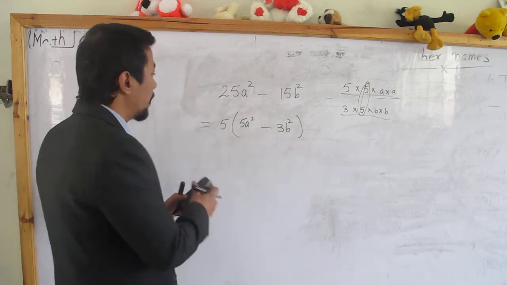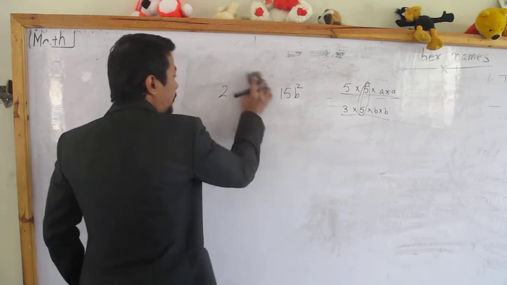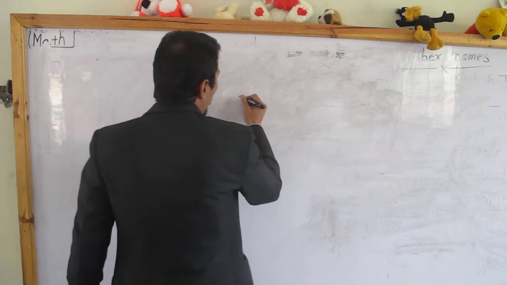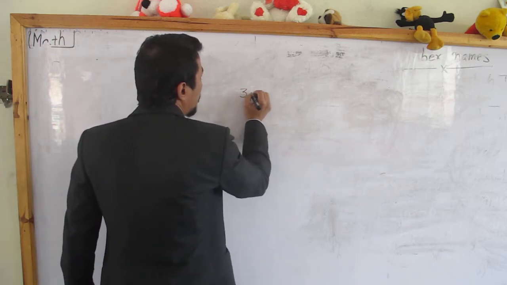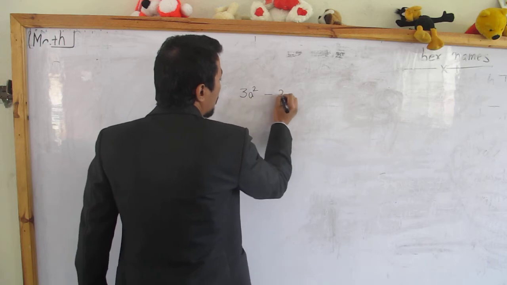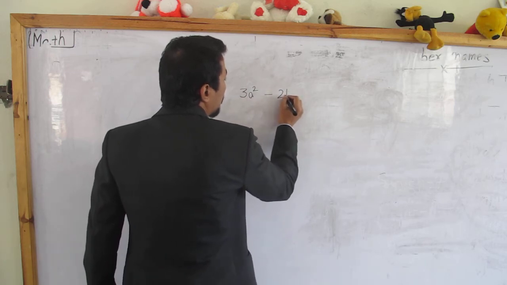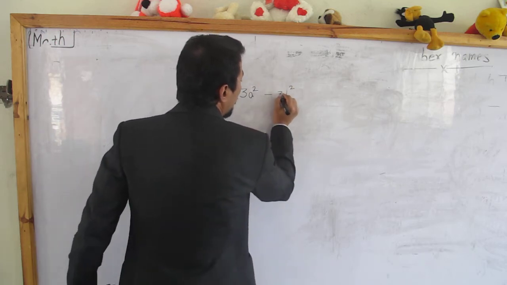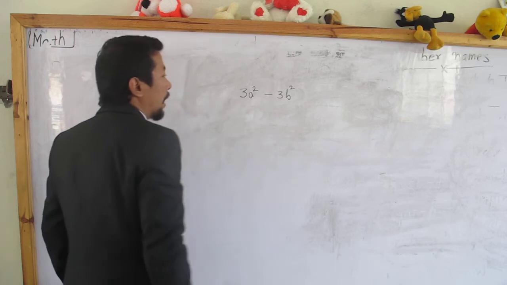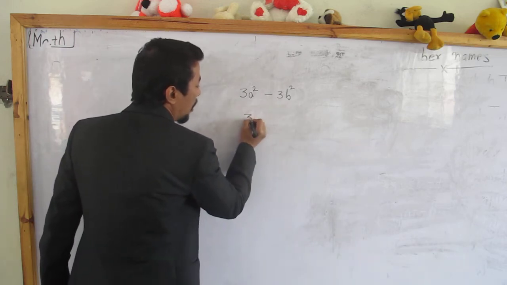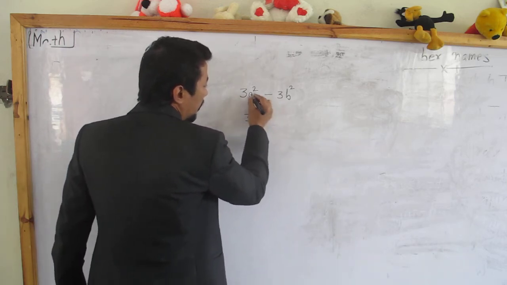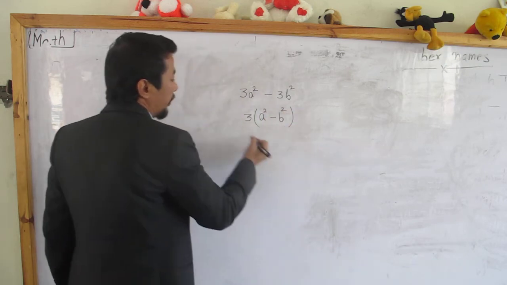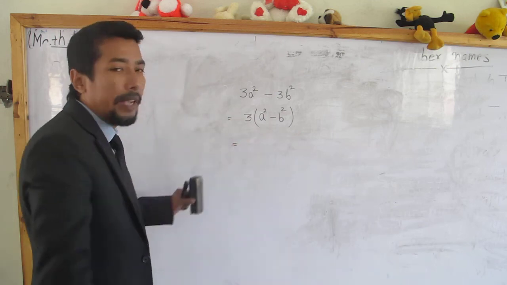Now the advanced form, or like one step ahead rather than saying advanced. Like say for example you have 3a square minus 3b square. Now when you have this, so yes, you know that 3 is common. And then what is left here? A square minus b square. Yes, for some students they have guessed.